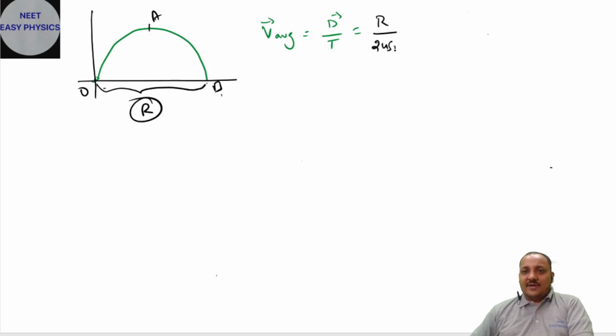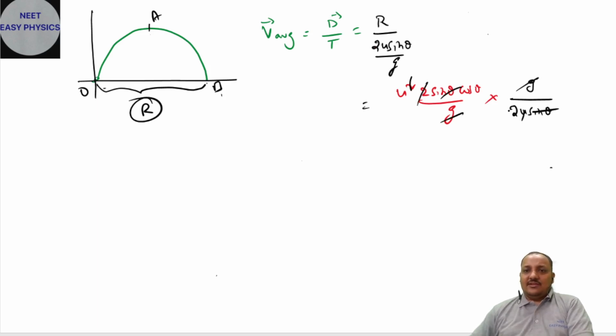What is our formula? 2u sin theta by g. Isn't it? So now what is the range formula? The range formula we came to know is u square 2 sin theta cos theta by g. So you can multiply this with the reverse, g by 2u sin theta. So 1 u sin theta will be cancelled, 1 g will be cancelled, and 2 will be cancelled.